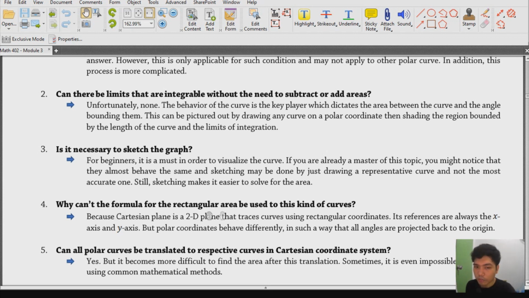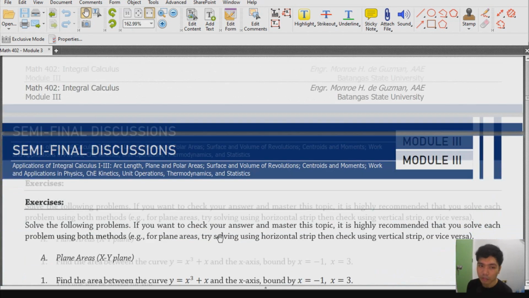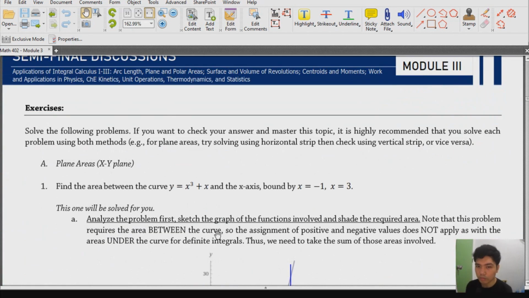Why can the formula for the rectangular area be used for this kind of curves? Actually, we can convert. But sometimes it is much more complicated to utilize those formulas instead of applying our polar coordinate system. Can all polar curves be translated to respective curves in the Cartesian coordinate system? Yes. But it gets difficult somehow.